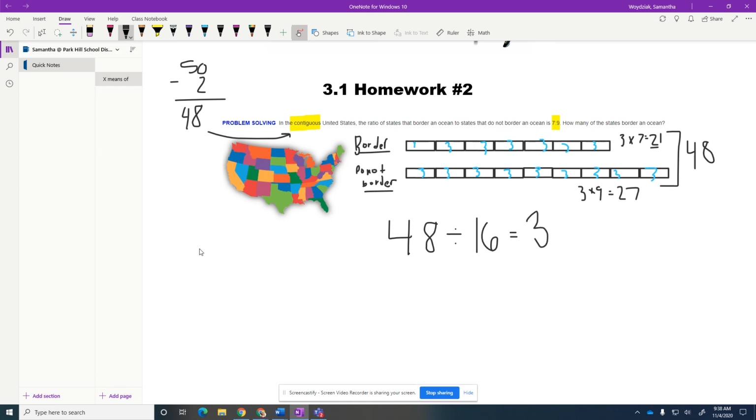Now I want to go ahead and check that on this left side of my screen. I know that the ratio is 7 to 9. And here, once I figured out the actual amount of states, I have 21 to 27. Let's take a look. How did I get from 7 to 21? I multiplied by 3. How did I get from 9 to 27? I multiplied by 3. And as you see, we multiplied both numbers in the ratio by 3 and did get 21 to 27. So we know we did this accurately.